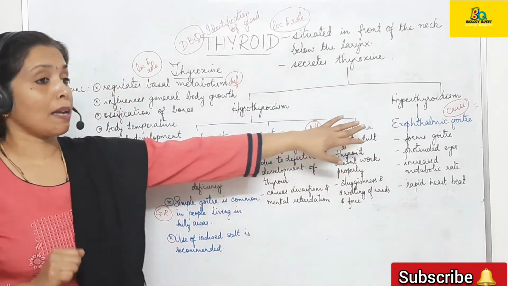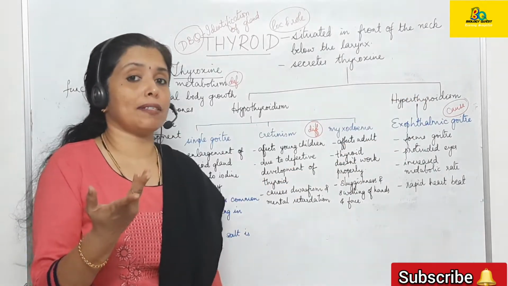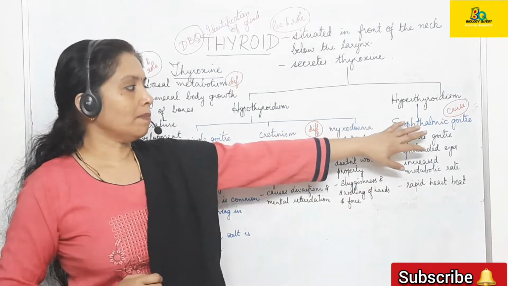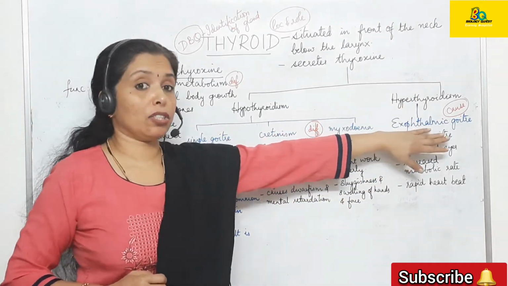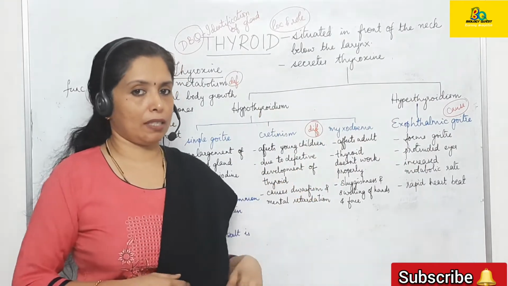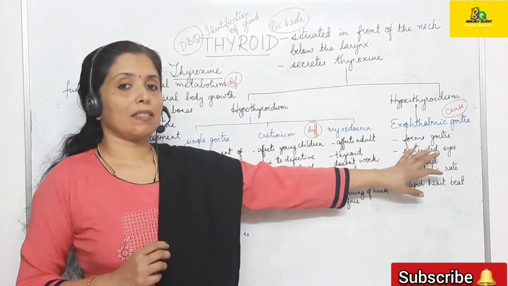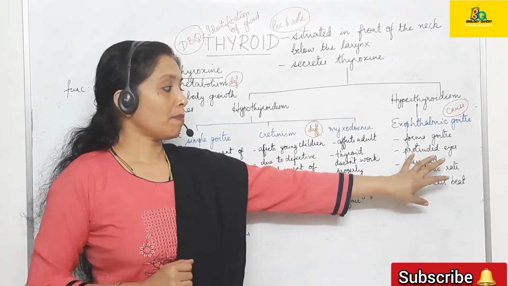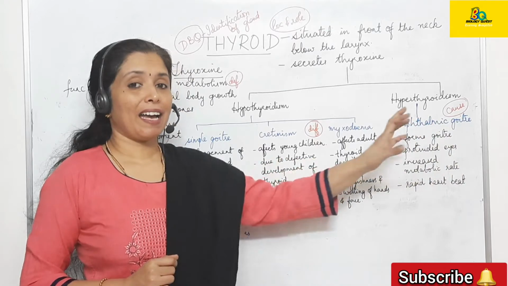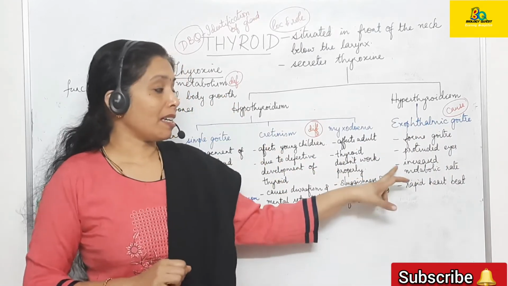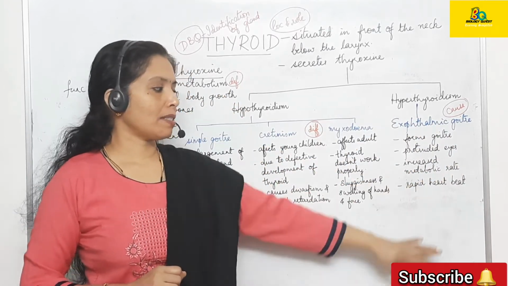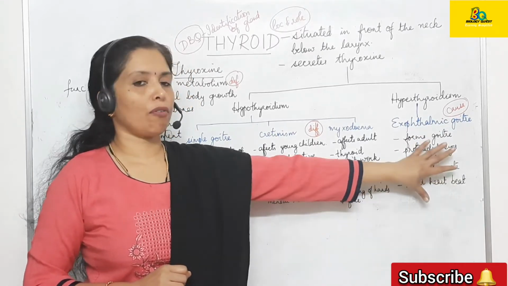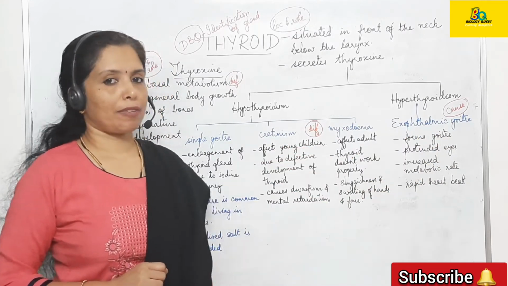Now moving on to hyperthyroidism. Hyperthyroidism is the over secretion of thyroxine hormone. This will result in a condition called exophthalmic goiter. Now, what are the features of a person suffering from exophthalmic goiter? It forms goiter. Second one, protruded eyes. Such a person will have the eyes protruded. Then increased metabolic rate is noticed and rapid heartbeat. So these are the characteristic features of a person suffering from exophthalmic goiter.